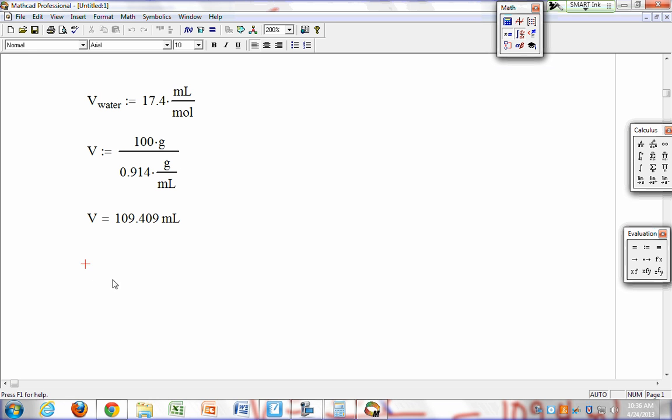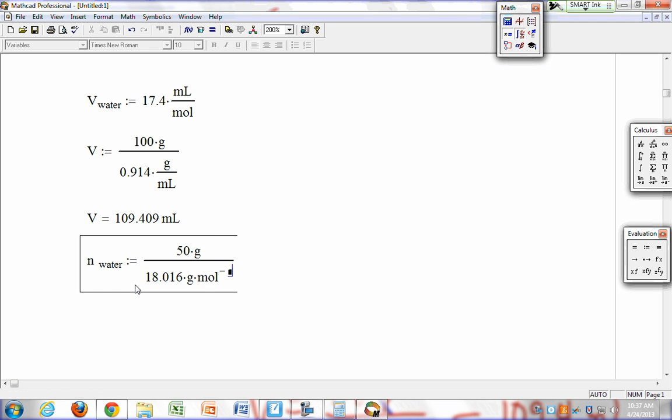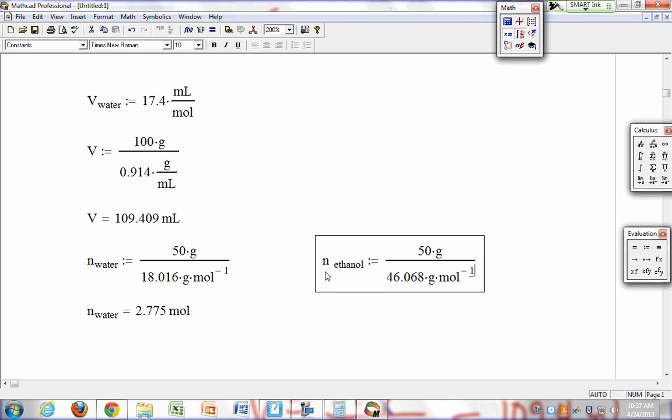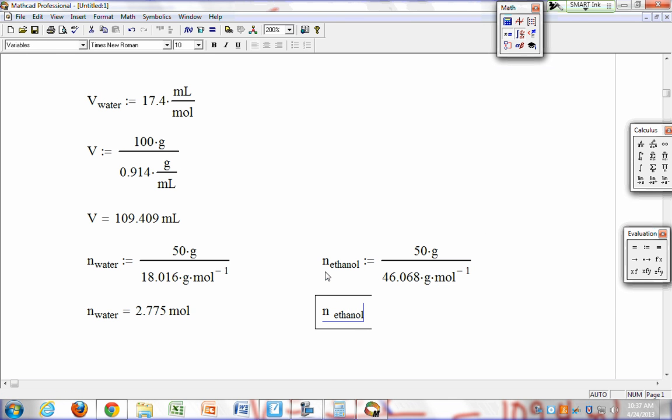Okay, number of moles of water is 50 grams divided by 18.016 grams per mole. So moles of water is 2.775 moles. Ethanol equals 50 grams divided by 46.068 grams per mole. So moles of ethanol equals 1.085.